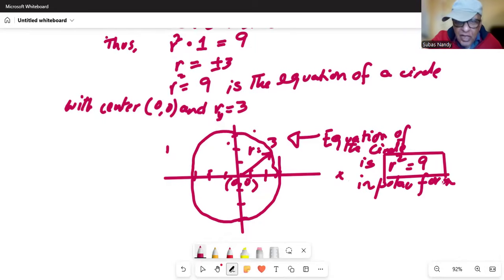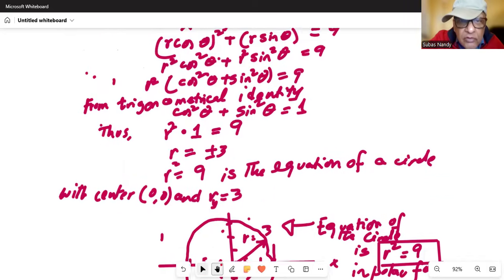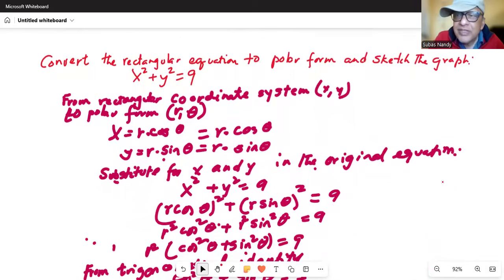So let me summarize. Let me give you some important tips at the end of this program, as I have promised. So let's look at the problem. The problem was given to us in the rectangular coordinate system: x square plus y square equal to 9. What do I need to know? We need to know x is equal to r cosine theta, y is equal to r sine theta. What is r? R is the radius of the circle, or the radial distance from the origin. And what is theta? Theta is the angle that the radial distance r makes with the horizontal x-axis.